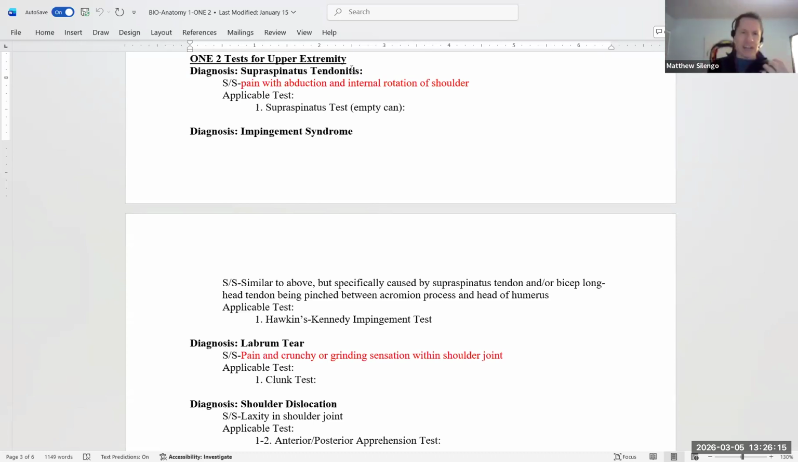So in other words, they're engaging that muscle. And if they have supraspinatus tendonitis, you would imagine that, yeah, that would hurt. That would be uncomfortable. That would trigger pain for them. And that would be a positive result for this test, the supraspinatus test or empty can test, indicating supraspinatus tendonitis.